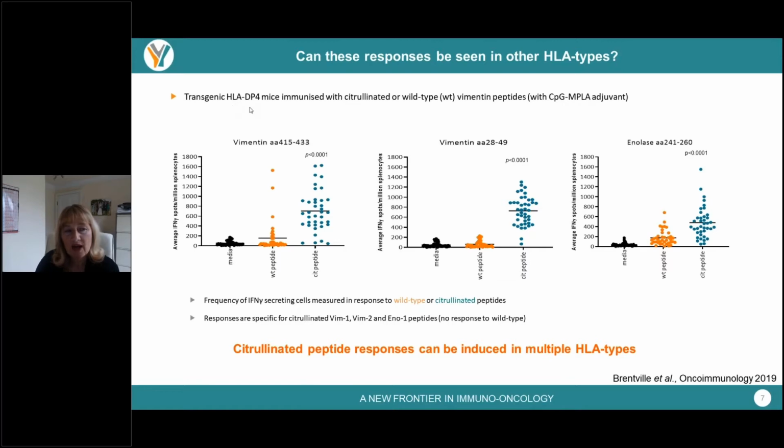We've used our DP4 transgenic mice, mainly because DP4 is quite a common HLA antigen expressed by quite a number of individuals. And indeed, we do see nice responses in DP4, but we have no reason to believe it's just restricted to DP4. Again, just showing you here, nice responses to the citrullinated epitope, not to the wild type. Again, very nice to the citrullinated, not wild type, for all three epitopes. So we do think these peptides can be presented by multiple HLA types.